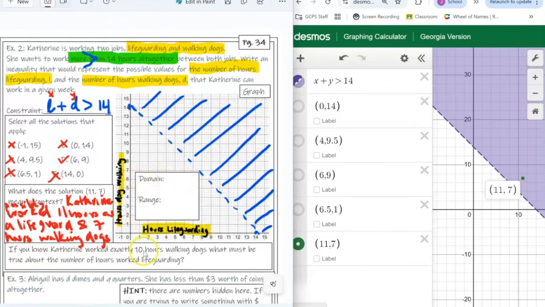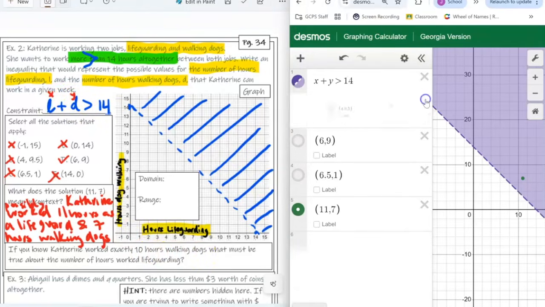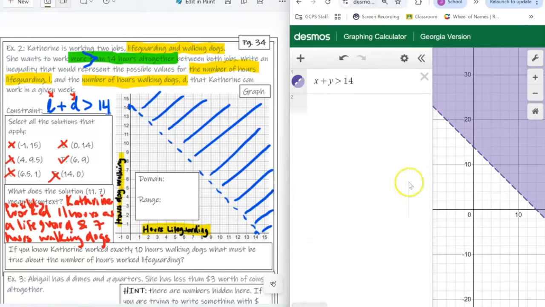If you know Catherine worked exactly 10 hours walking dogs, which one was walking dogs again? The Y. So my Y is now 10. Okay, so I can come here, my Y is right here. If she worked 10 hours walking dogs, what must be true about the number of hours lifeguarding?